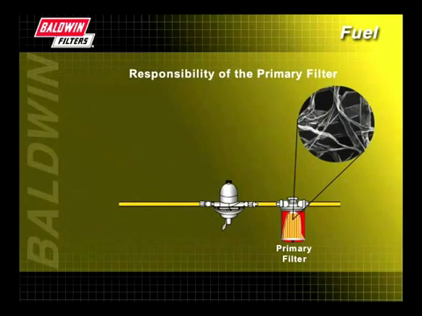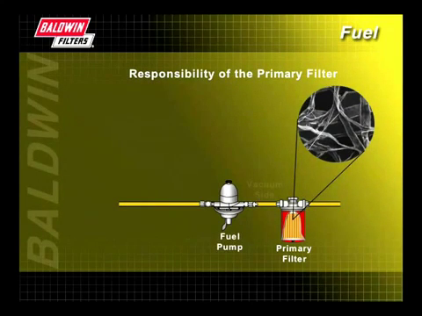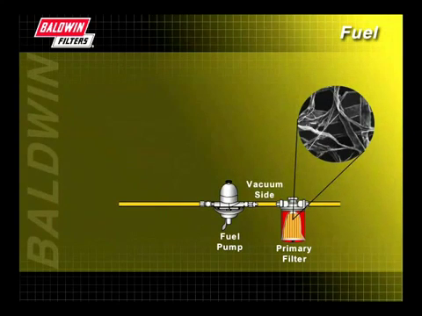The main responsibility of the primary filter is to protect the fuel pump from contaminants. For this reason, the filter is usually mounted before or on the vacuum side of the fuel pump.